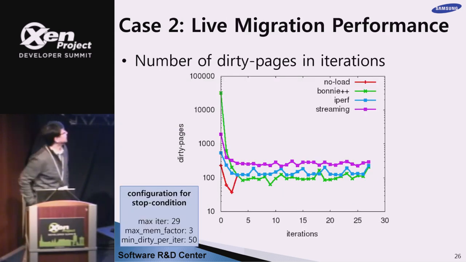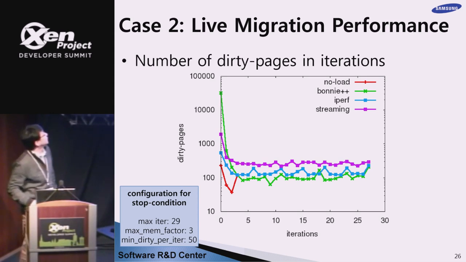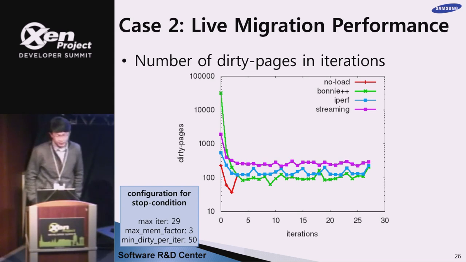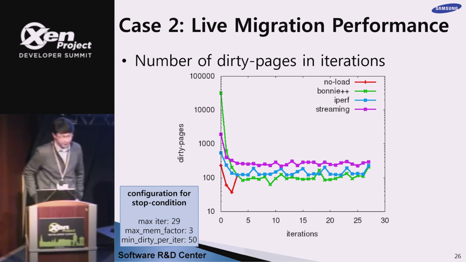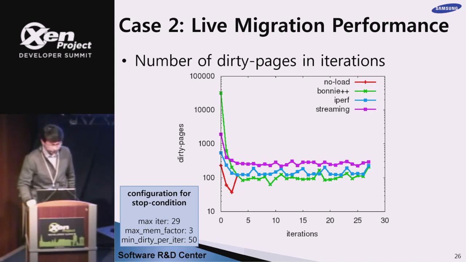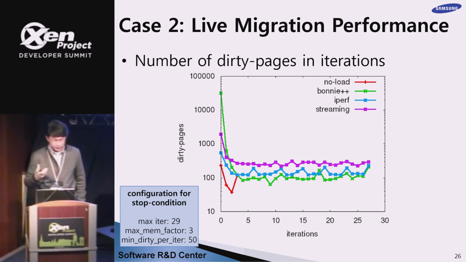And this slide shows the dirty pages during the dirty page iteration, and we can see that it immediately converges to the minimum values. As for the stop conditions, I didn't mention them before. I tried to read the stop condition from the x86 code and apply the same one here, and it shows these results.